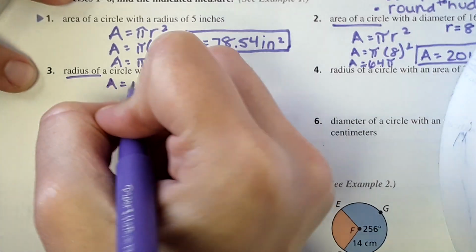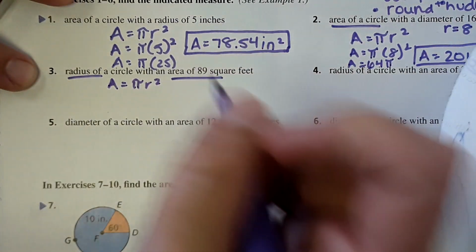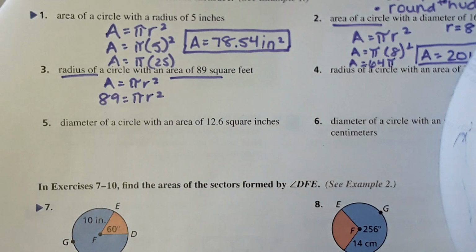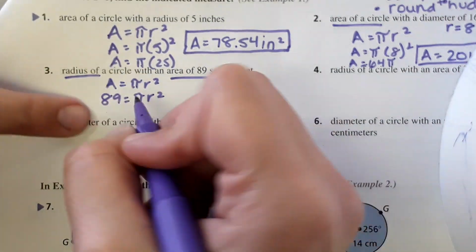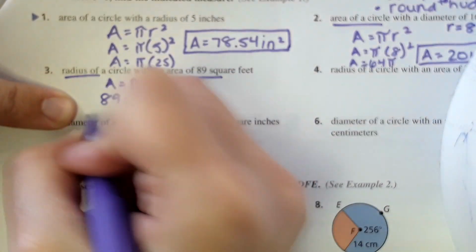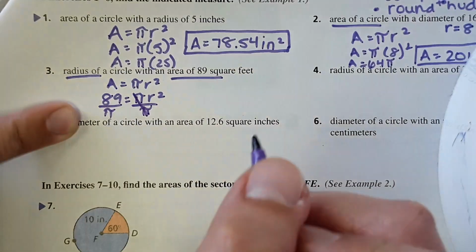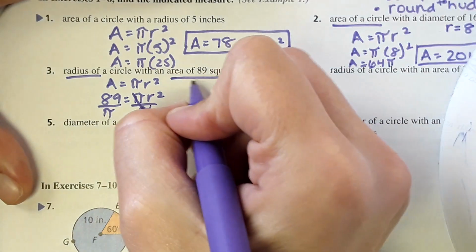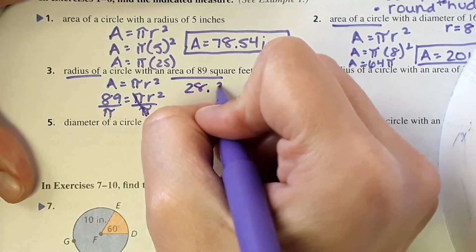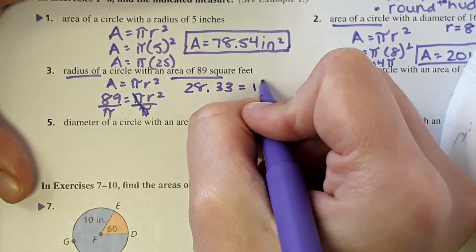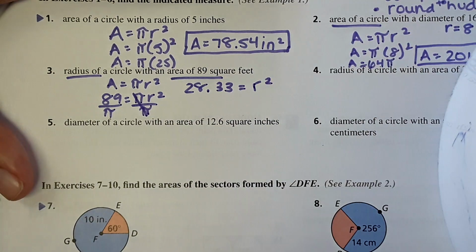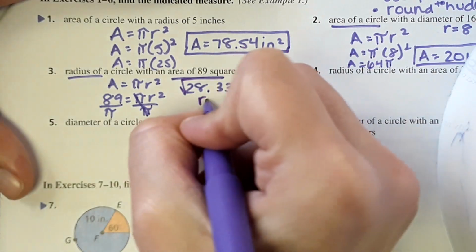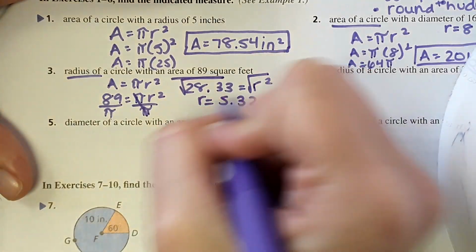So again, write down the equation. Area is 89. Then to solve for radius, we're trying to get r by itself. So first step would be divide both sides by pi. 89 divided by pi comes out to 28.33. That's equal to r squared. And then take the square root of both sides to get r equals 5.32.